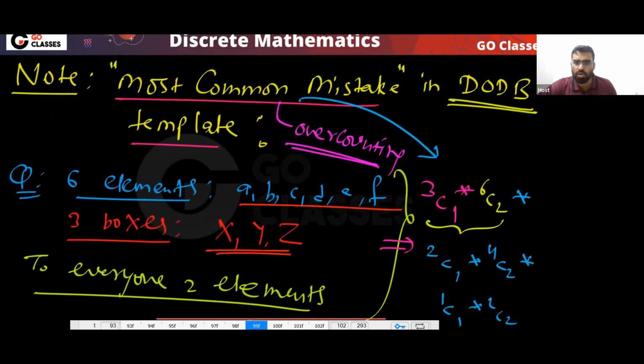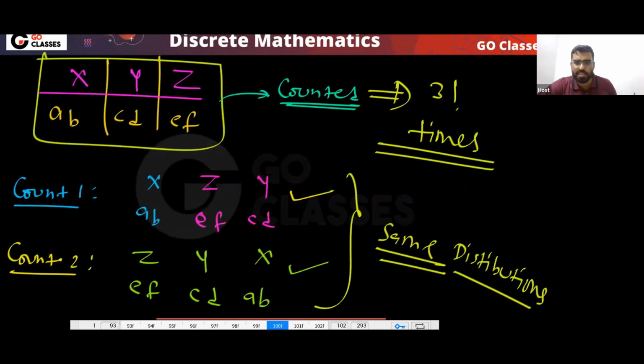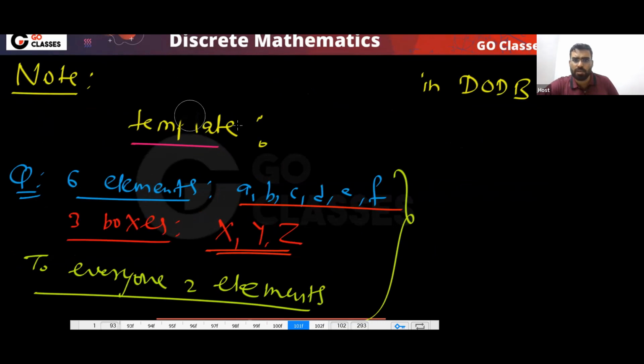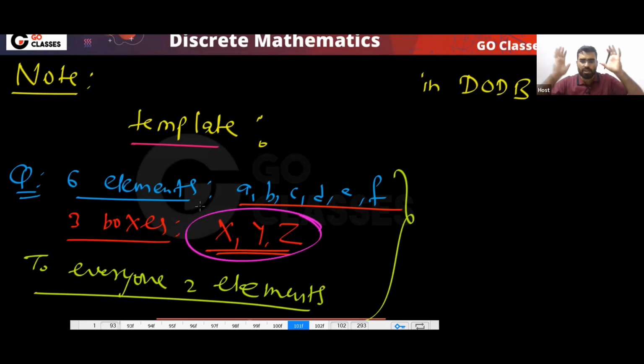Is this clear? So don't do this. This is the most common mistake in the DODB template. Let me tell you, don't make this mistake, because in a DODB template all the people are already different. Do the visualization in your mind, just think like this.